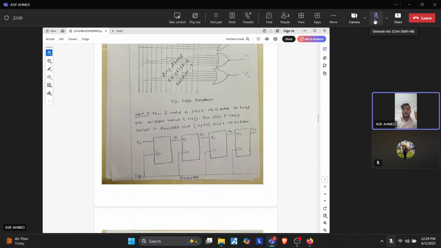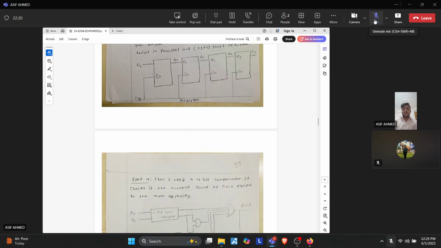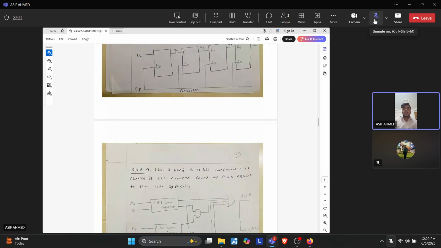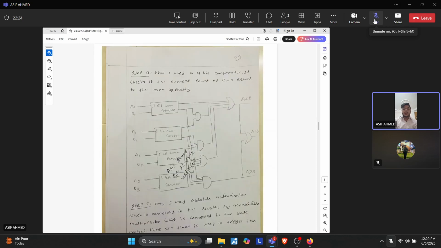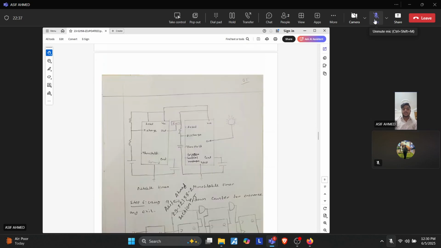Now I have used a shift register in SIPO mode for storing the encoder values, using four shift registers. And now I have used a four-bit comparator. It checks if the current count of the cars is equal to the max capacity.